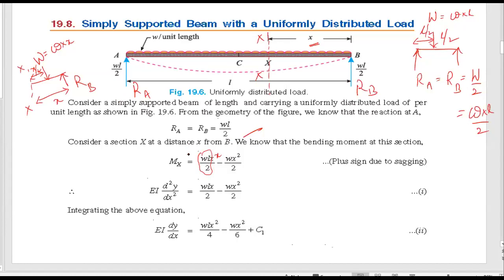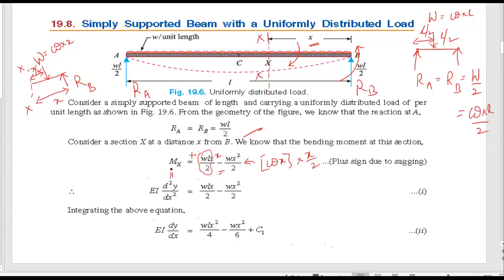This is a moment, and it is positive because the moment is in the anti-clockwise direction. The other force is capital W, whose distance is x by 2, where capital W is small w into x. Therefore, I get small w x square by 2, and it is negative since the load is moving the beam clockwise. Therefore, we have proved that Mx is equal to EI d square y by dx square.